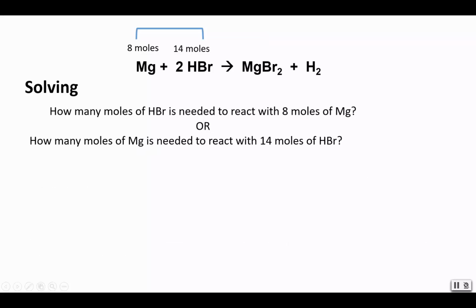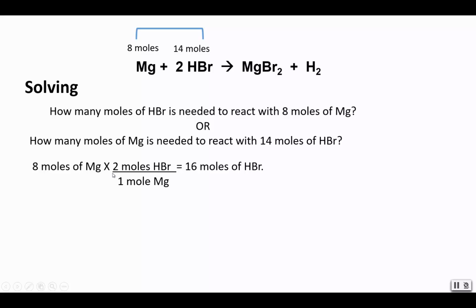So when it's asking how many moles of HBr are needed to react, I'm going to do it another way, and you determine which method you like better. I personally like the previous method because it keeps me in the same framework of all the stoichiometry setups, but some students like this method. So if I know I have 8 moles of magnesium, I can determine how many moles of the other reactant I need.